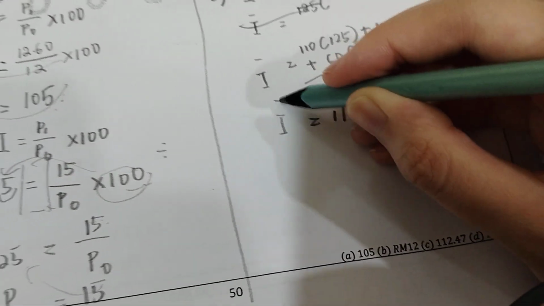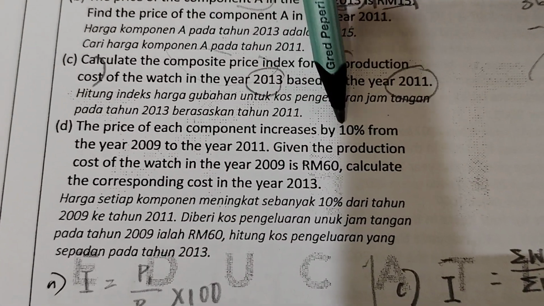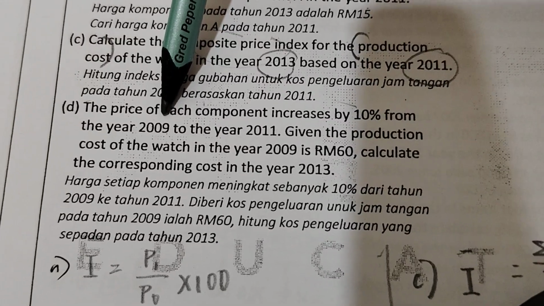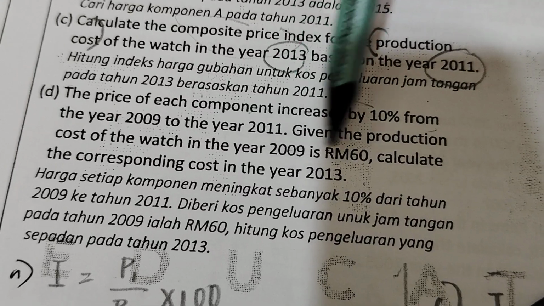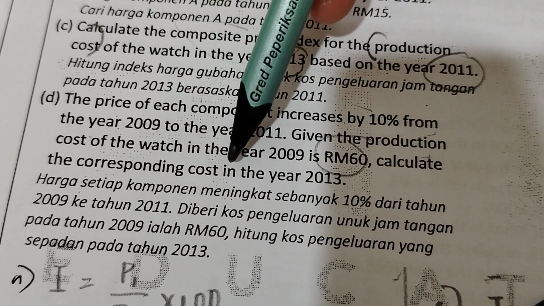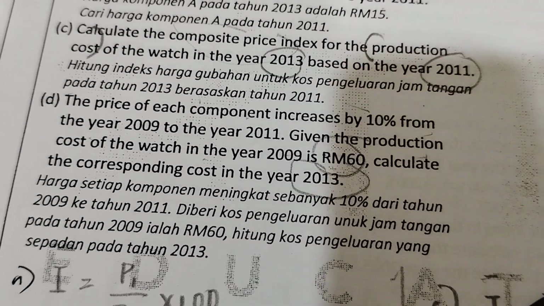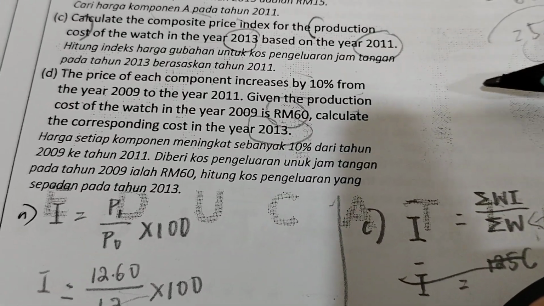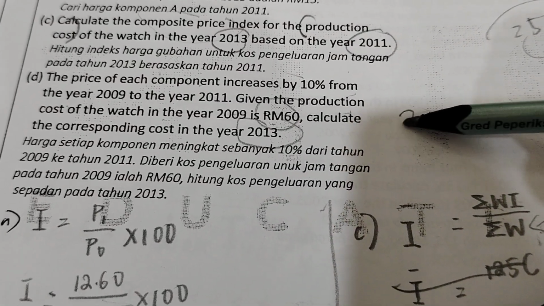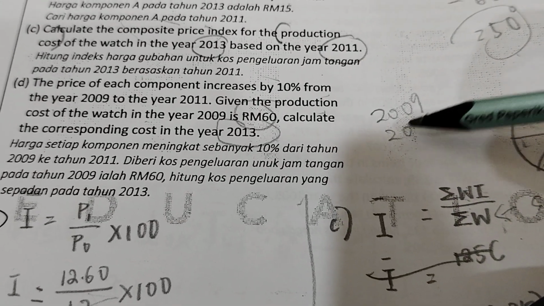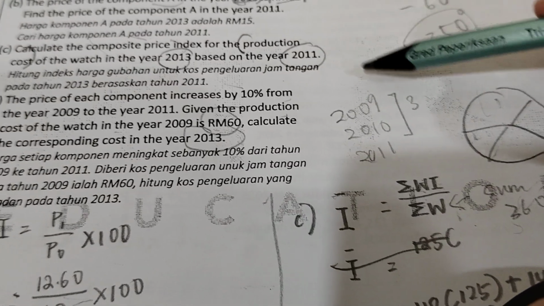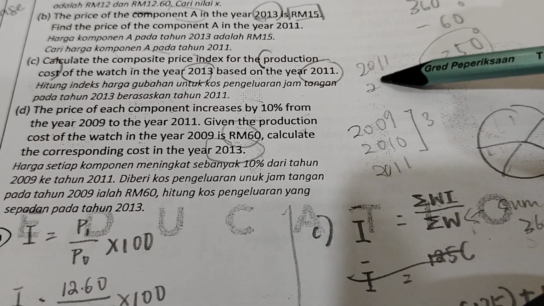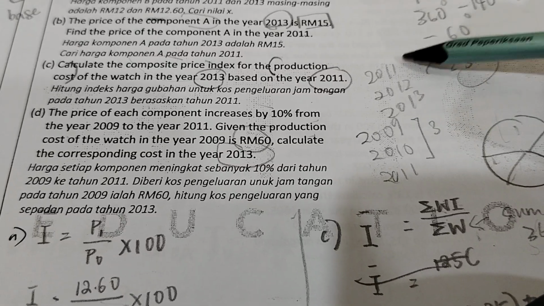Now we'll solve the final part of this question. The price of each component increases by 10% from the year 2009 to the year 2011. Given the production cost of the watch in the year 2009 is 60, calculate the corresponding cost in the year 2013. Okay, first of all, 2009, 2010, 2011. This is a 3-year gap. Then from 2011, 2012, then 2013, this is another 3-year gap.